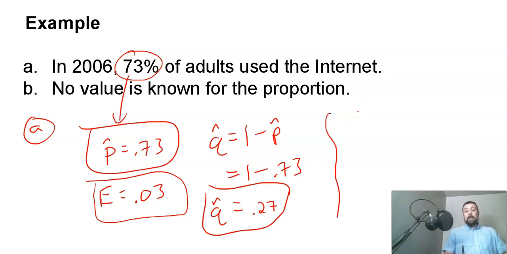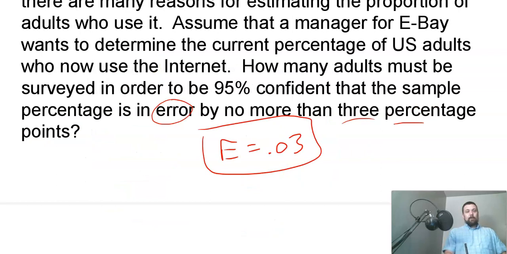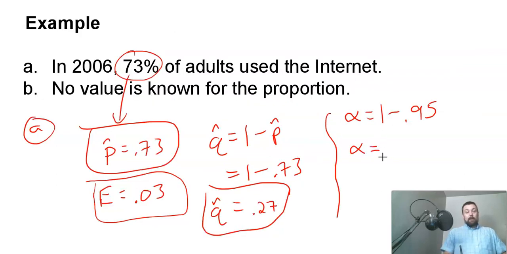In order to find Z, I need to use alpha. Alpha is 1 minus the confidence level, which for this problem was 95%. Wasn't it? Yeah, 95%. Now here's the thing about alpha, about Z. If alpha is the same number, Z will be the same number. So actually, I'm not going to have to recalculate this because we already did this calculation and it's going to be the same thing here.